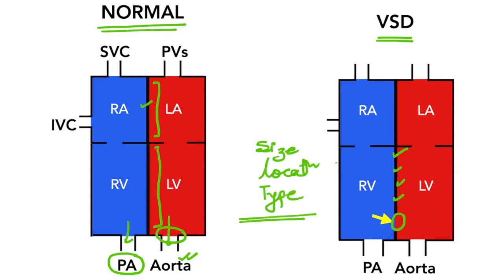So it can be a small VSD, large VSD, and the location can be here, here, anywhere according to the septum. So now we will see the characteristics of a ventricular septal defect in tetralogy of Fallot.